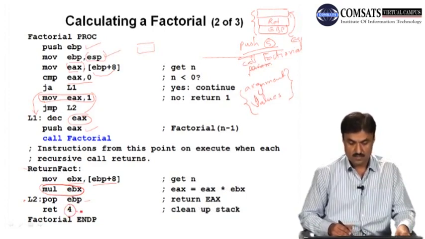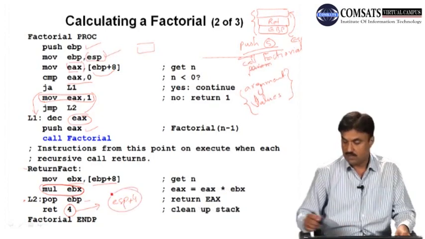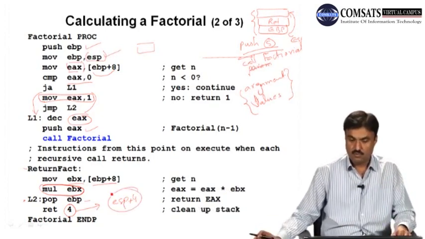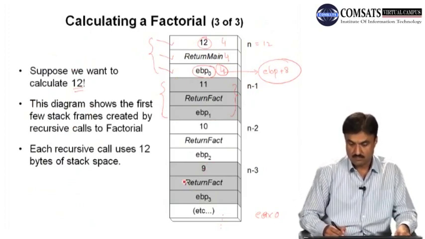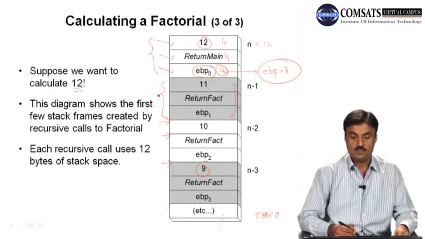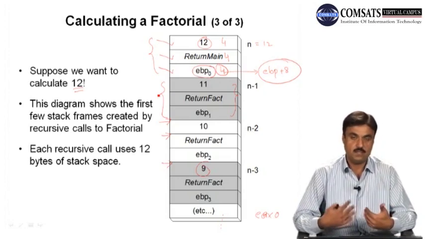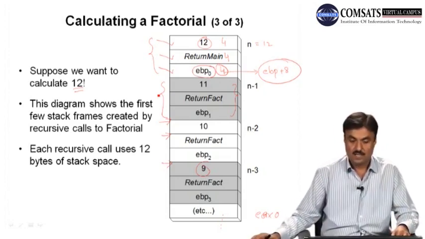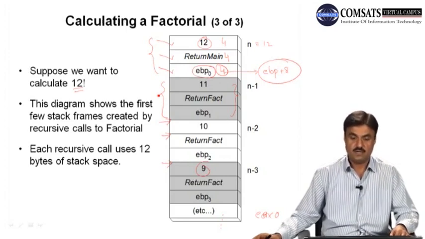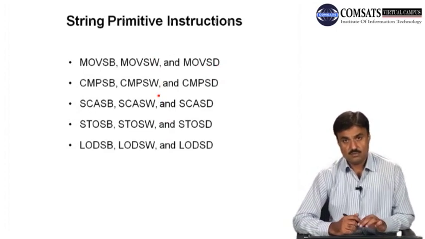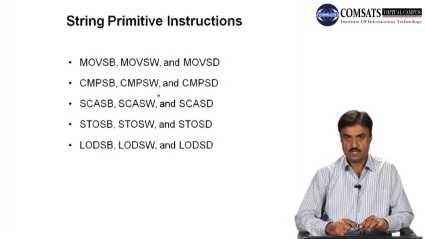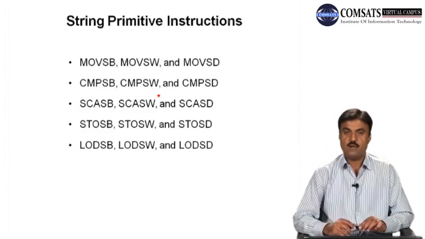This return 4 means we are adding 4 to ESP, so that we can remove all these values when we return from here. For example, the stack pointer will come to this point when we return, and so on. So we are retrieving all those values, putting them inside EBP and performing multiplication. In the end, whatever the value of EAX is, that will be the result of the multiplication. Now this was all about recursion, how you can use recursion in assembly language and how you can define recursive procedures. So this was all about advanced procedures.